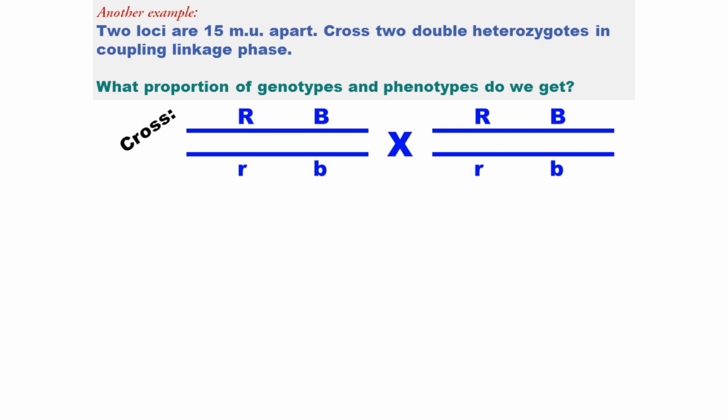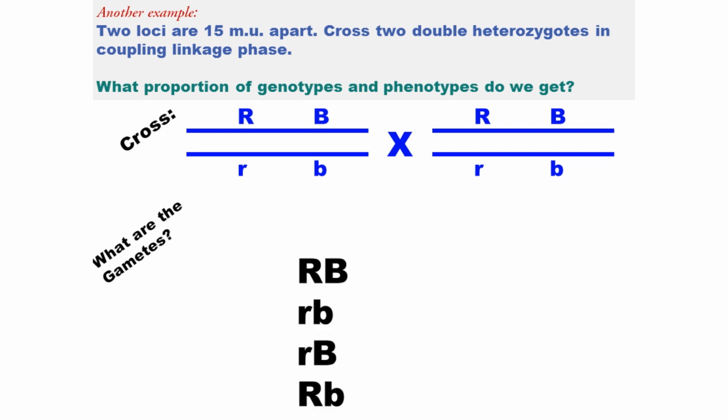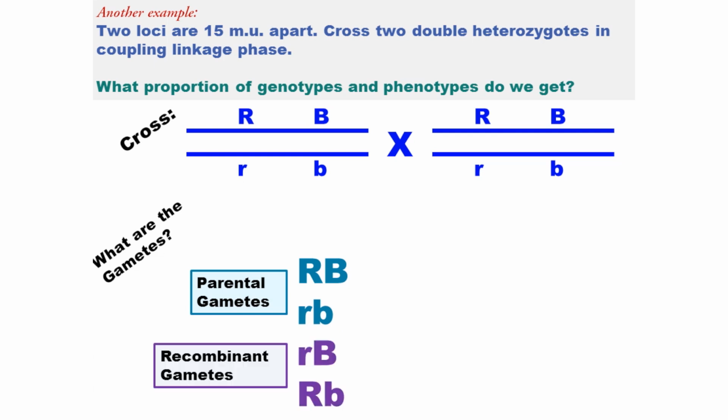They're doubly heterozygous. We do the cross, we think about first, what gametes are produced by each of these? Well, all four, but not in the 25%, 25%, 25%, 25%. Instead, we have the parental gametes, that's the big R and big B, and the little r and the little b. We also have the recombinant gametes, the little r, big B, big R, little b.